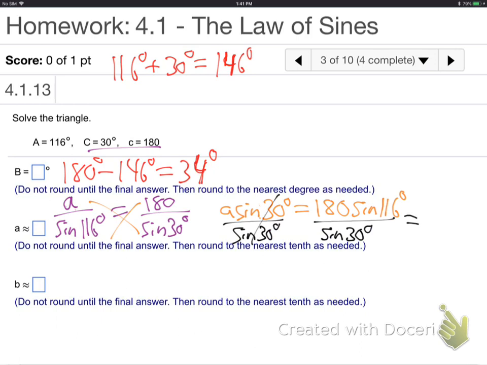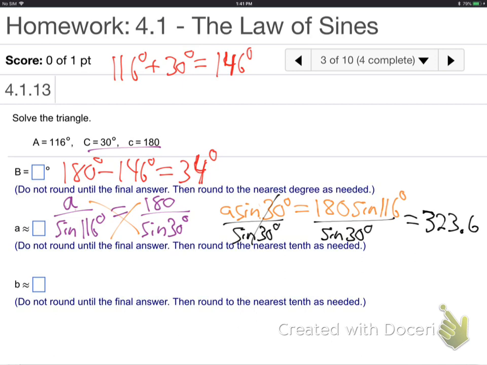Boom. So what is that? I have no idea. What is that? 180 times sine of 116 divided by sine of 30. 323.0.6. I think it wants you to run one place. Y'all get that? That okay? Getting that number?